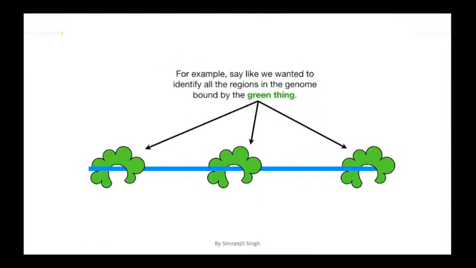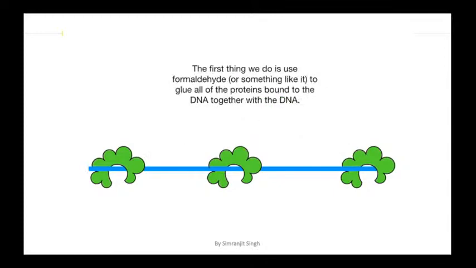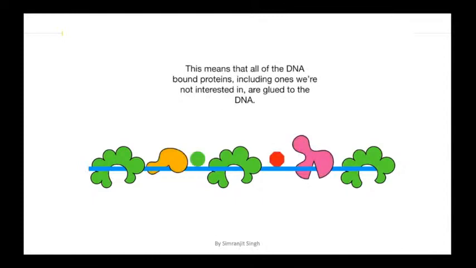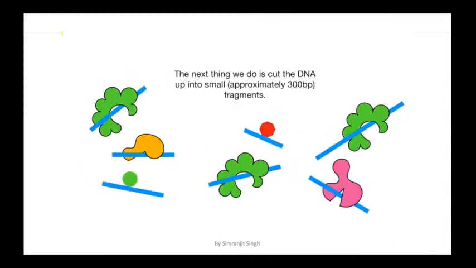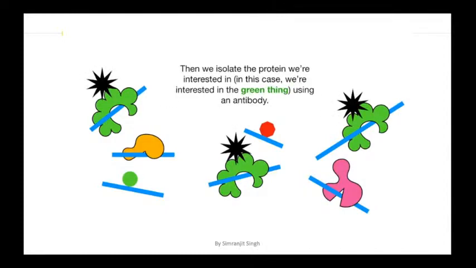For example, say we wanted to identify all the regions in the genome bound by the green thing. The first thing we do is use formaldehyde, or something like it, to glue all the proteins bound to the DNA together with the DNA. This means that all of the DNA-bound proteins, including the ones we're not interested in, are glued to the DNA. The next thing we do is cut the DNA up into small, approximately 300 base pair, fragments. Then we isolate the protein we're interested in, in this case, the green thing, using an antibody.